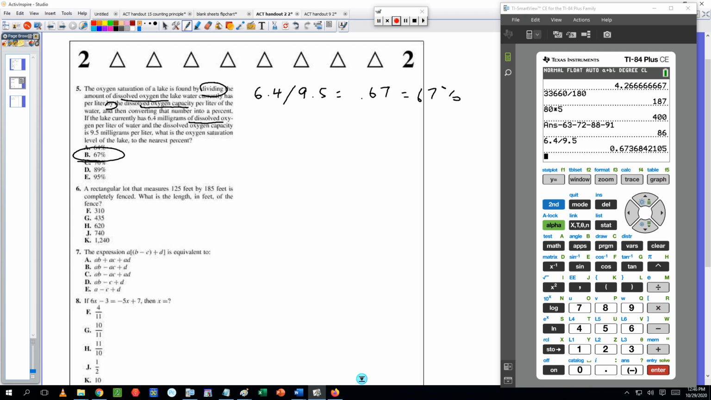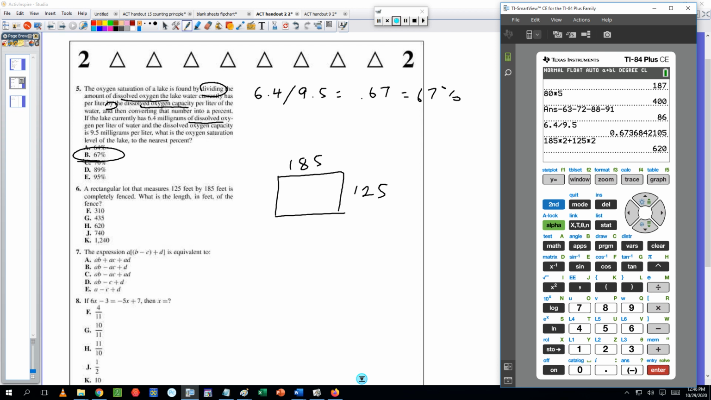Letter B. A rectangular lot measures 125 by 185 and is completely fenced. What is the length in feet of the fence? So we'll take 185, we'll double it, and we'll add that to 125, and we'll double it. 620.